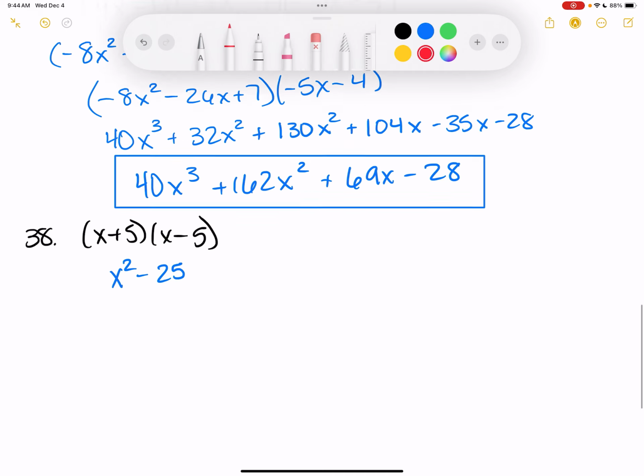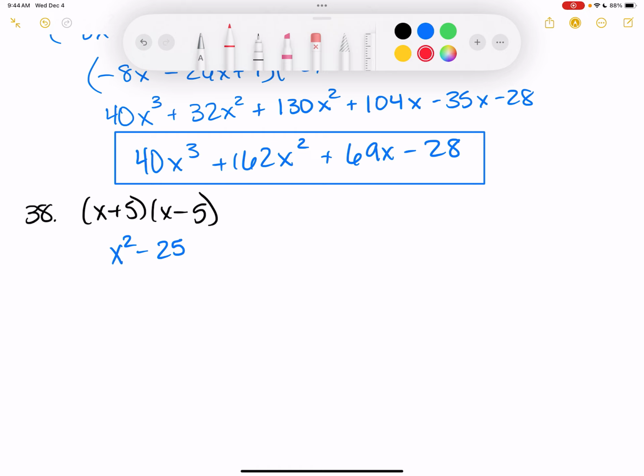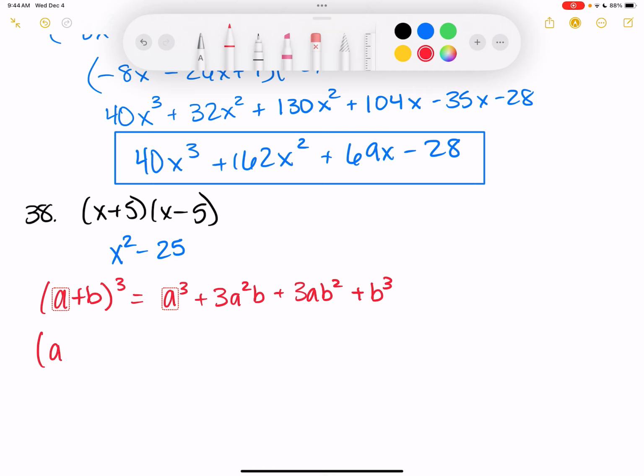I'm going to refresh you on a cube of a binomial because this is probably new. So a plus b cubed is a cubed plus 3a squared b plus 3ab squared plus b cubed. Or if we have a minus b cubed, we would get a cubed minus 3a squared b plus 3ab squared minus b cubed.